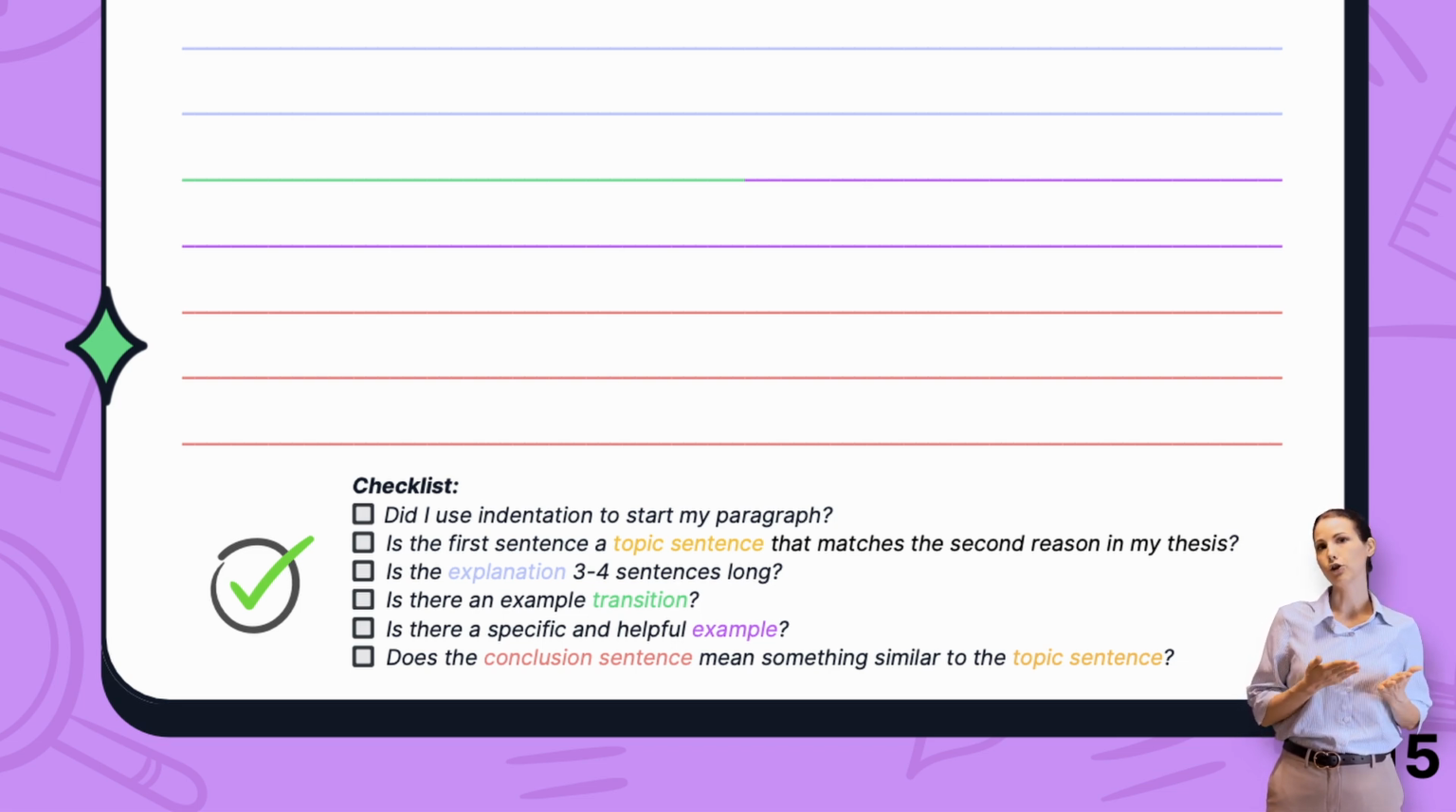Is the explanation 3 to 4 sentences long? Is there an example transition? Is there a specific and helpful example? Does the conclusion sentence mean something similar to the topic sentence? Once you checked all of these and you did it correctly, it's time to add an example to body paragraph 3. Go ahead and try.